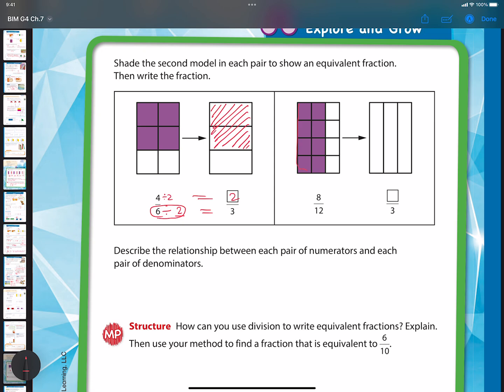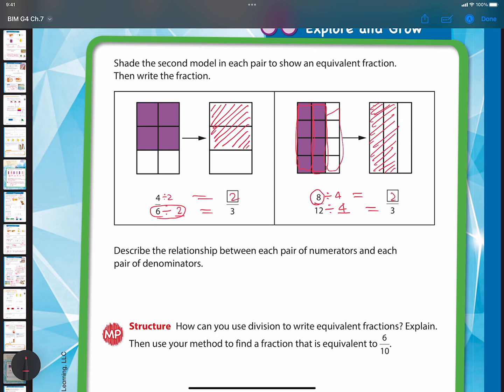And if I see the big picture, these are 2 pieces out of 3. Make sense? So I'm going to shade 2 pieces out of 3. How do I know? Let's figure it out. 12 divided by what is going to make 3? Yes, we know 4, right? And then anything you do to the denominator, you have to do to the numerator, which is 4. 8 divided by 4 is what? 2.